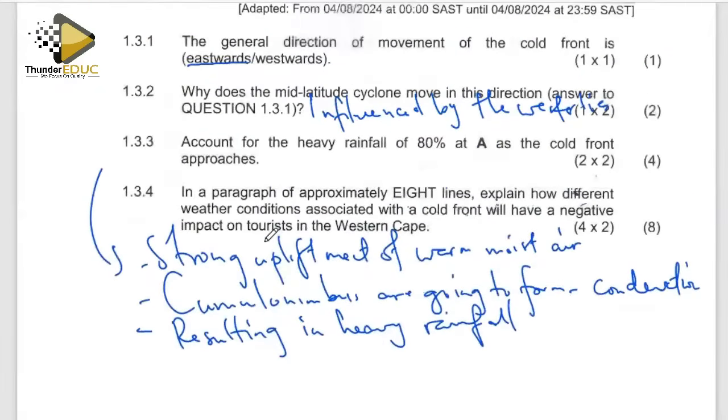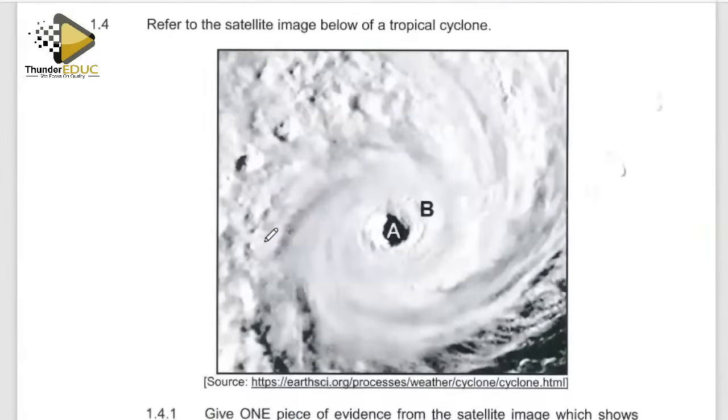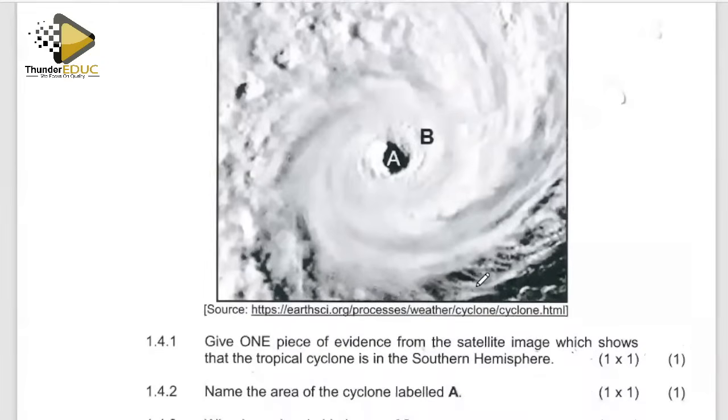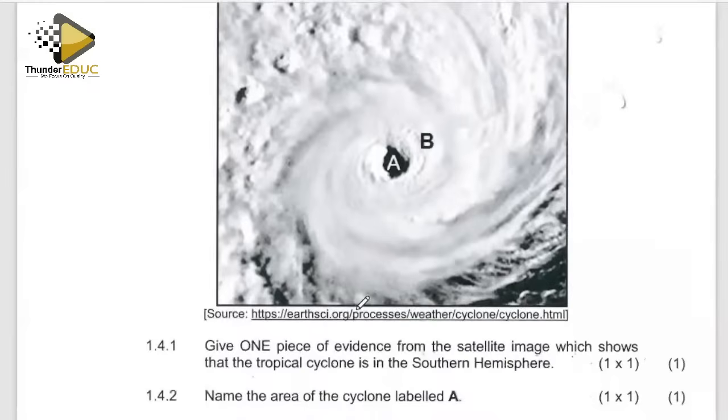That brings us to the end of question number 1.3. We move on to question number 1.4. Refer to the satellite image below of a tropical cyclone. Right, this is our satellite image. This is the focal point of our satellite image, and this is the surrounding area of the focal point. These whitish things show the cloud and the circulation of that cloud.